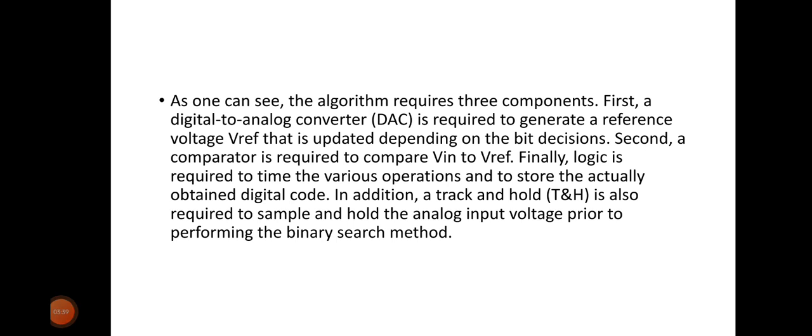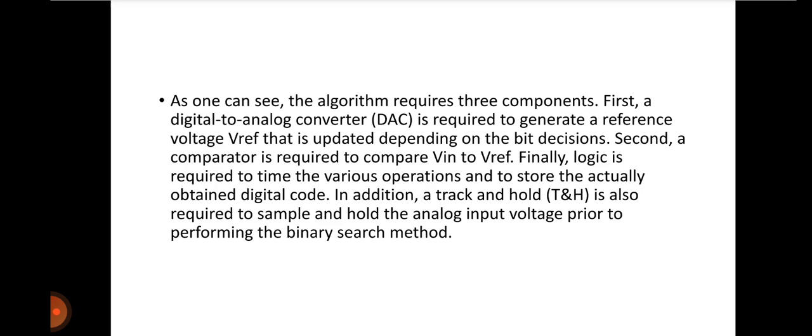As one can see, the algorithm requires three components. First, a digital to analog converter DAC is required to generate a reference voltage V reference that is updated depending on the bit decisions. Second, a comparator is required to compare Vin to V reference. Finally, logic is required to time the various operations and to store the obtained digital code. In addition, a track and hold, T and H, is also required to sample and hold the analog input voltage prior to performing the binary search method.